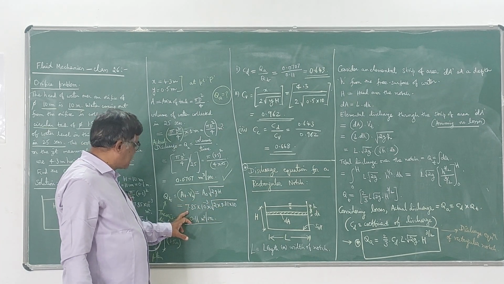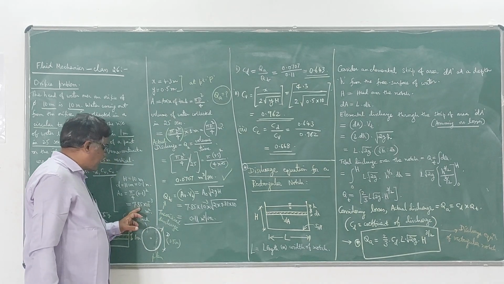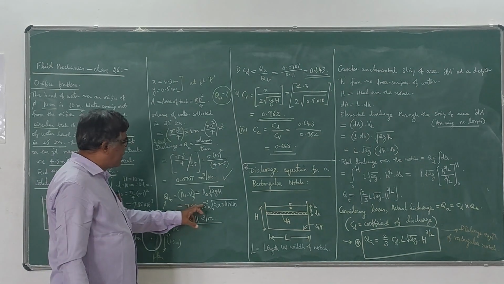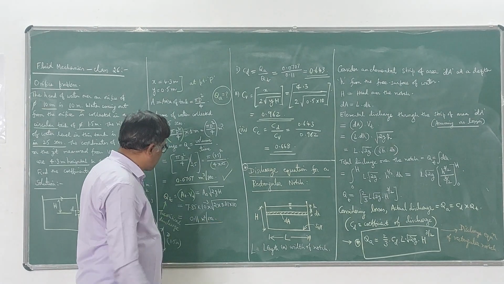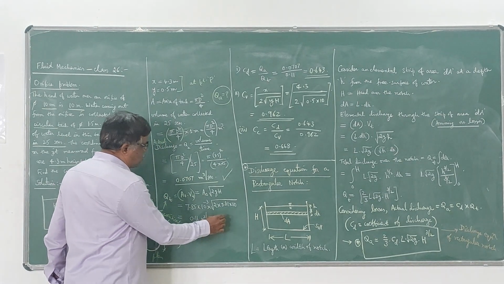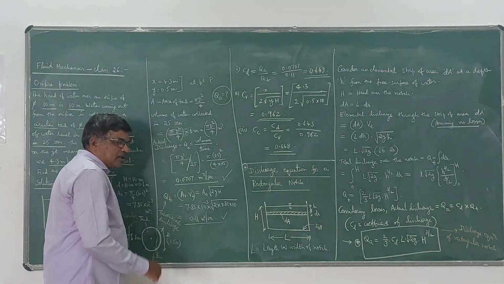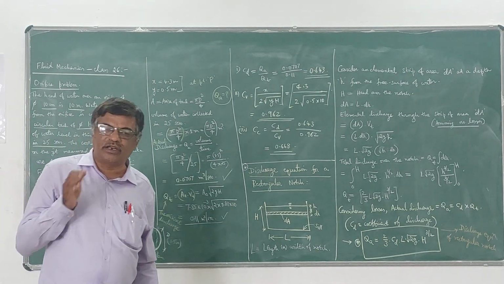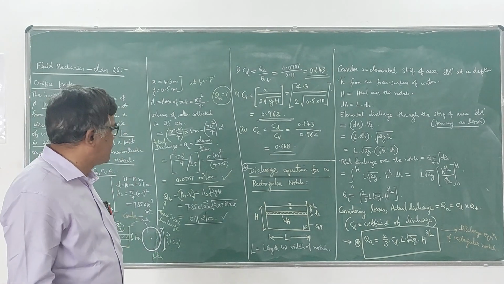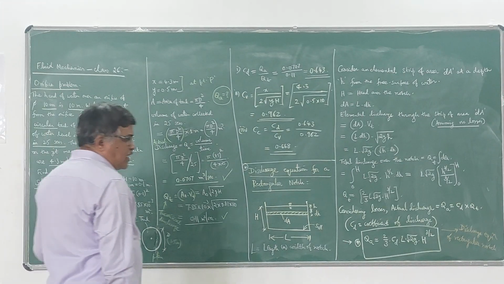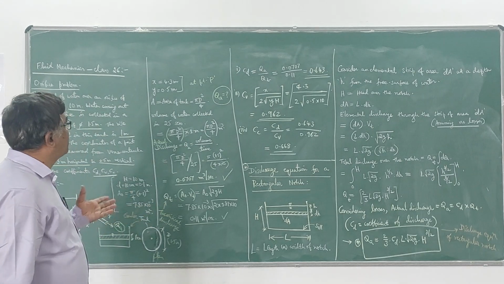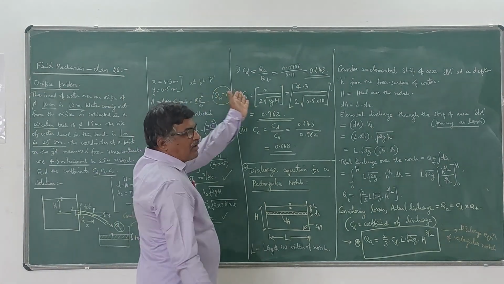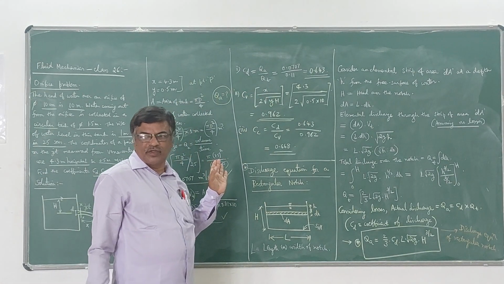A naught, that is area of the orifice, is 7.85 into 10 power minus 3 meter square, into root 2 g into H, which is 10 meters. So if you simplify that, you will get 0.11 meter cube per second. Always note that actual discharge is less than theoretical discharge, because in actual discharge losses will be there, in theoretical discharge no losses.